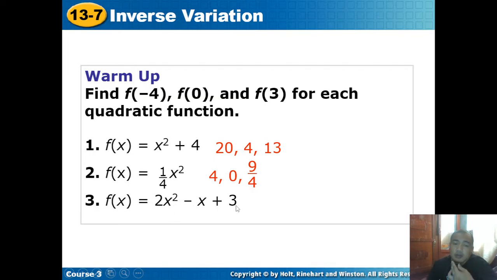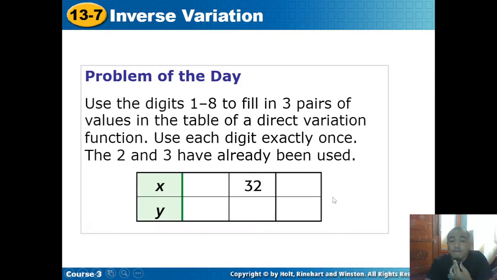f of x equals 2x squared minus x plus 3. Answer is 2 times 16, 32, plus 4, 36 plus 3, 39. Okay. For 0, it's 3. For 3, 9 times 2, 18 minus 3, 15 plus 3, 18.